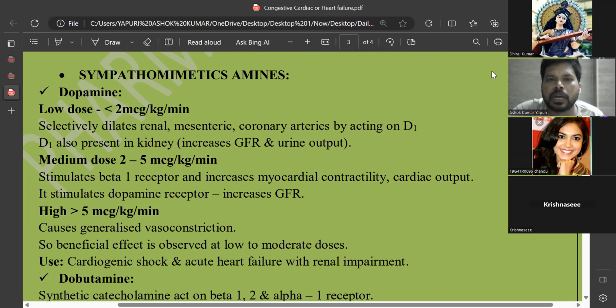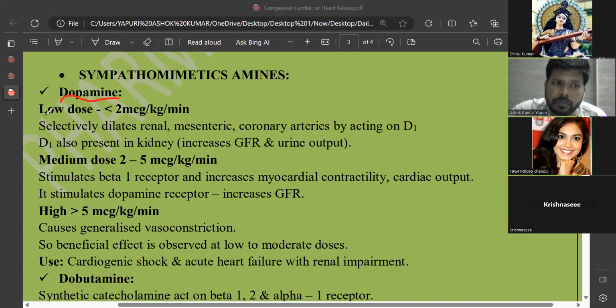Let's discuss these sympathomimetic amines. The first one is dopamine. Generally, dopamine is a neurotransmitter, as you already know.